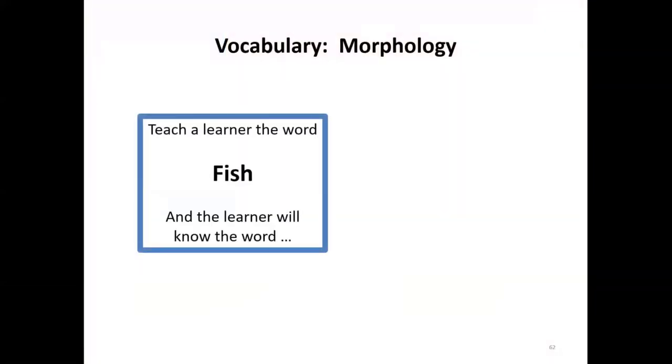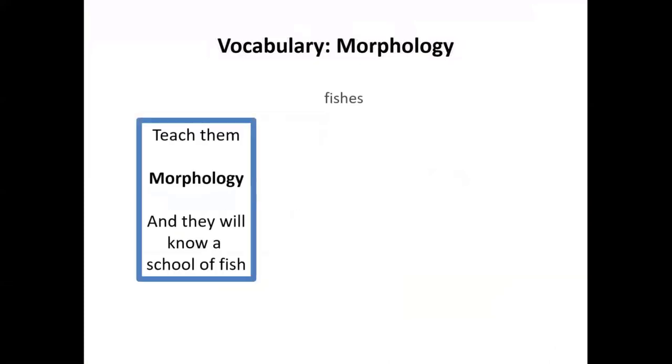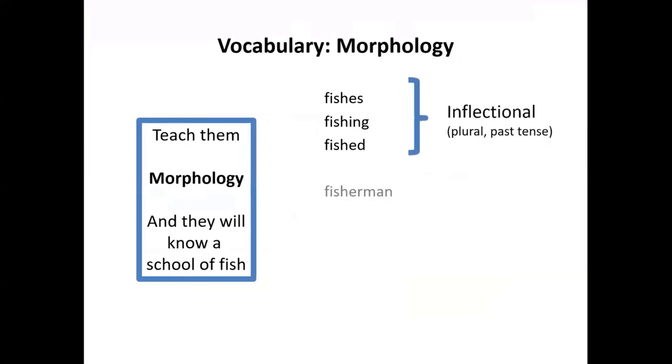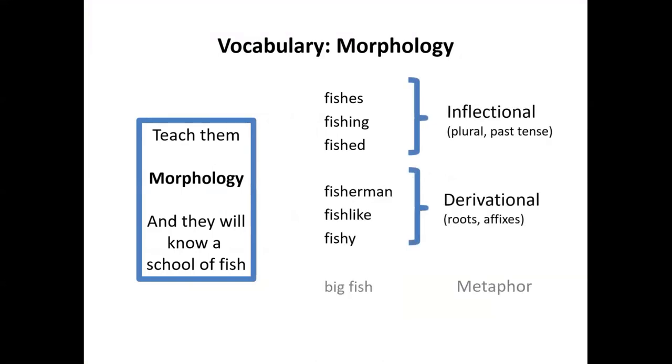One of my colleagues likes this piece that I've done in other presentations about morphology. Teach a person the word fish and they'll know the word fish. Teach them the structure of words and they'll know a school of fish. They'll know inflectional, past and plural tense. In English, it's pretty simple, but for English language learners, it's very important. It tells you whether things happen now or in the past or in the future. But derivational is the big one, because it transforms words and takes a single word you know and makes it into a dozen words you might be able to use.